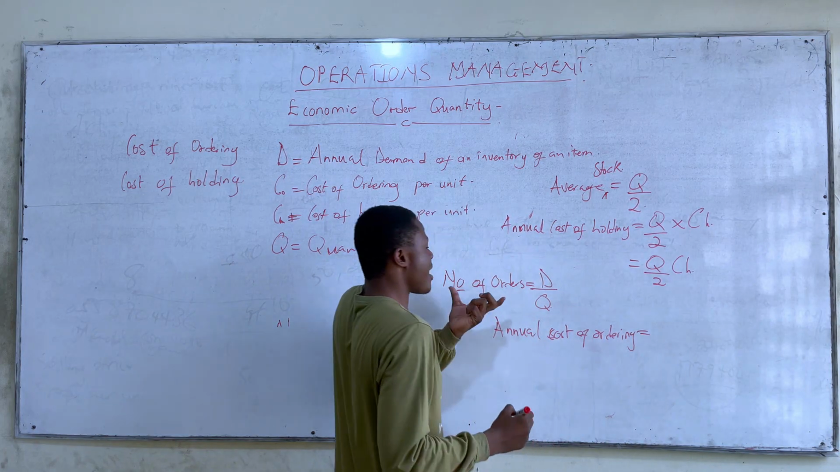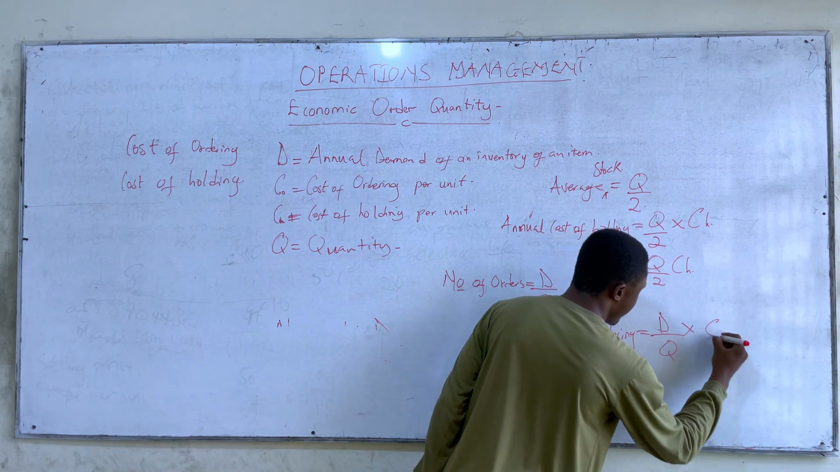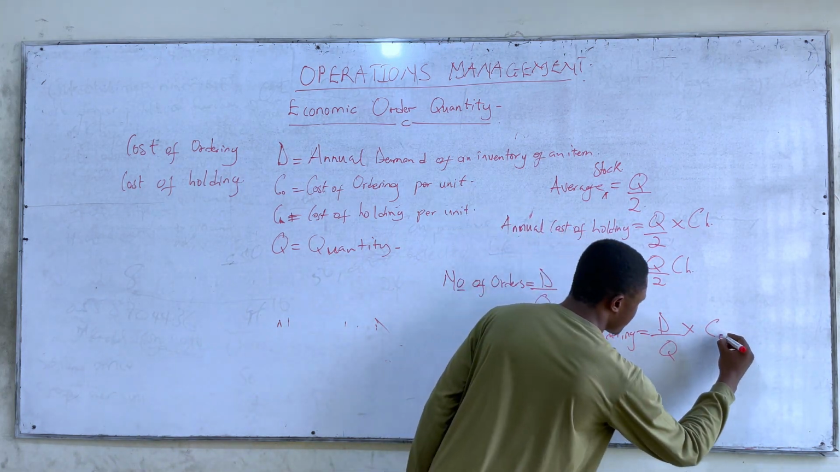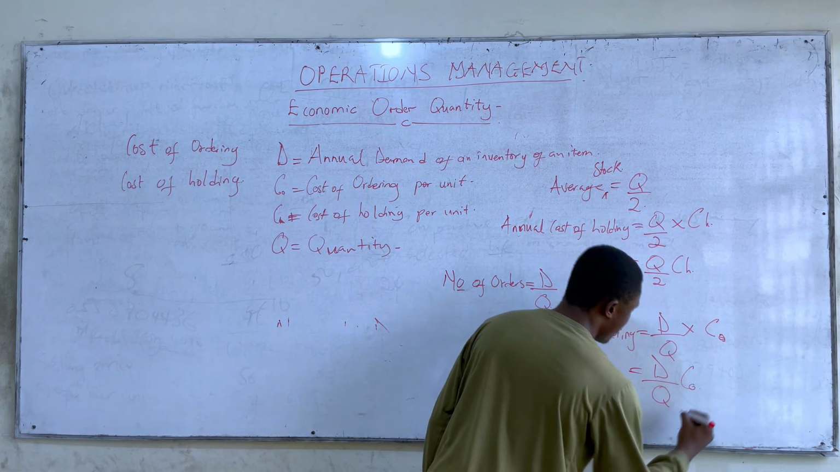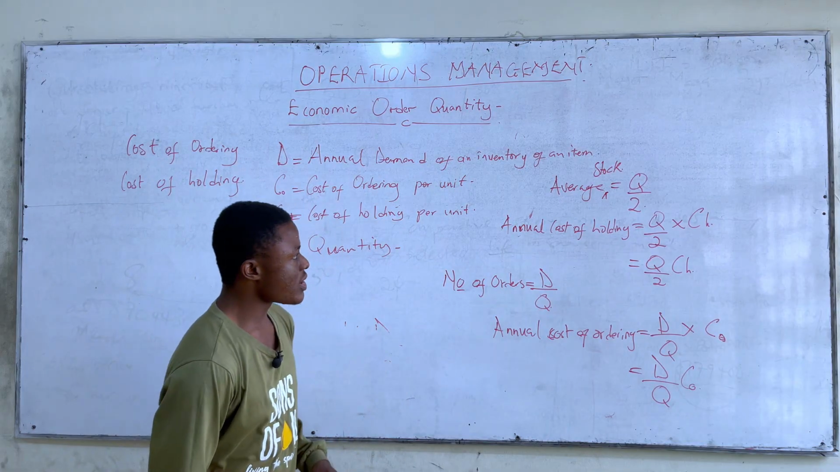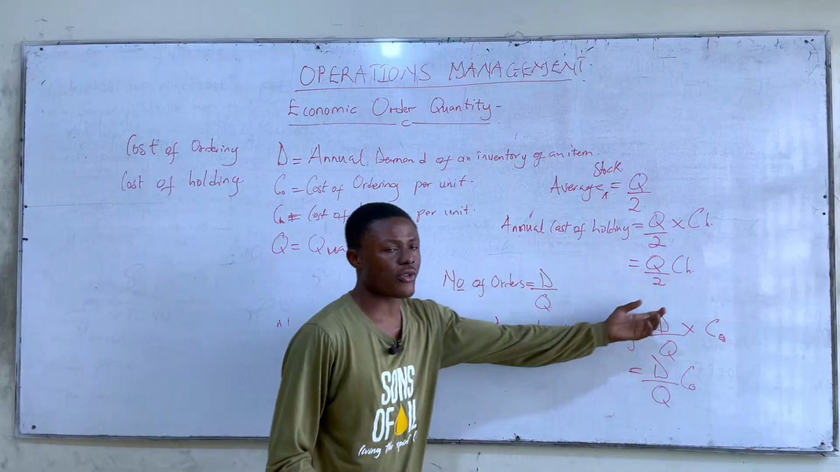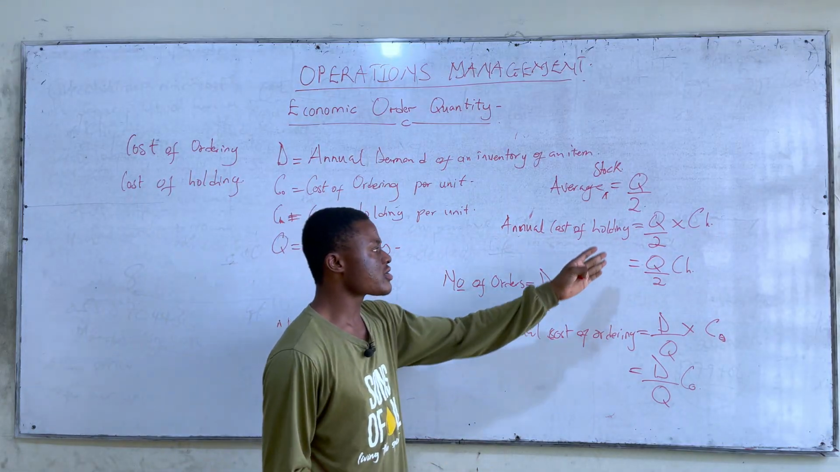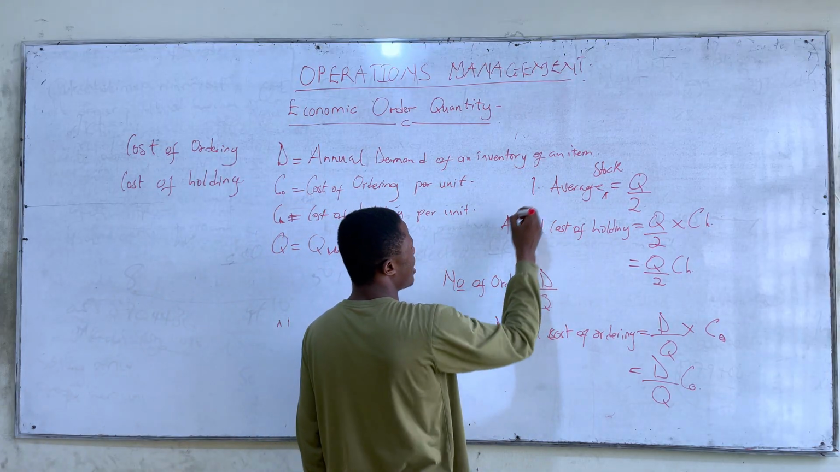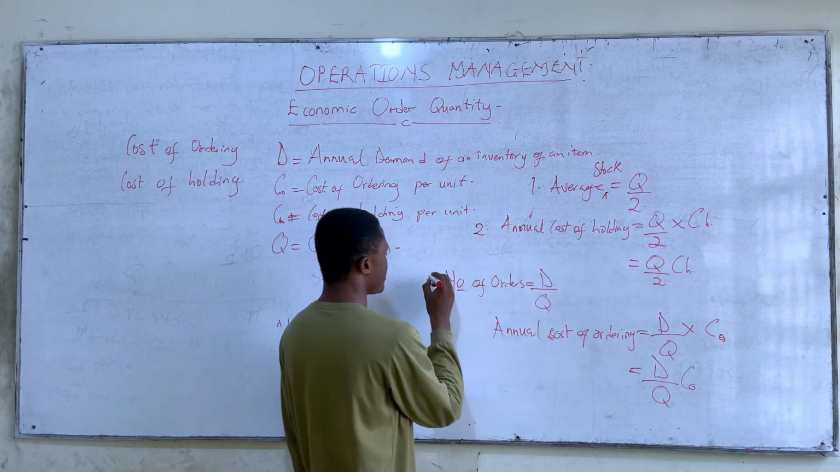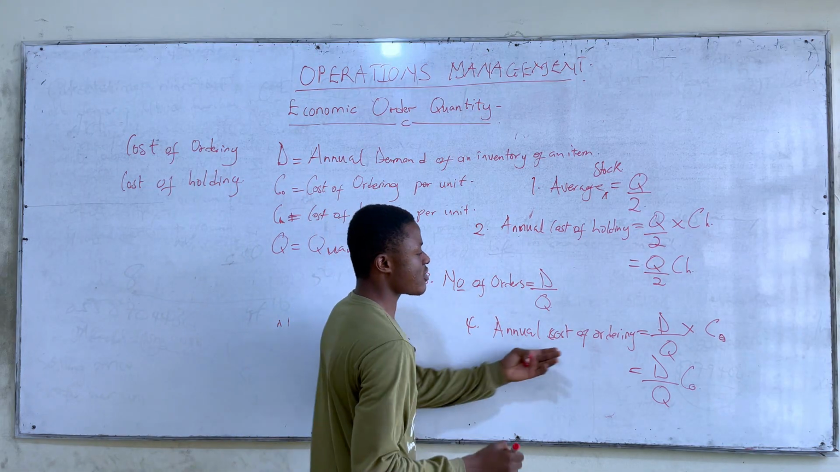If you want to find our annual cost of ordering, the cost of ordering is equal to our number of orders, which is demand over quantity, multiplied by CO, which is cost of ordering. So here we are going to get D over Q CO. This is the formula for finding our annual cost of ordering. So we have two formulas, and we also have the other two: this for average stock, this for annual cost of holding, this for the number of orders in a year, and this is for our annual cost of ordering.